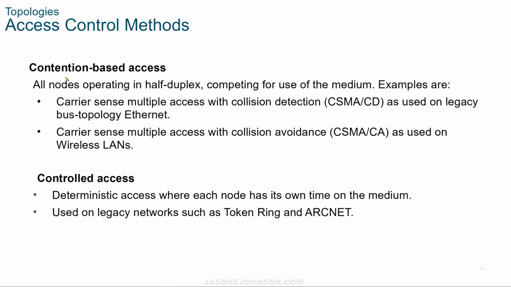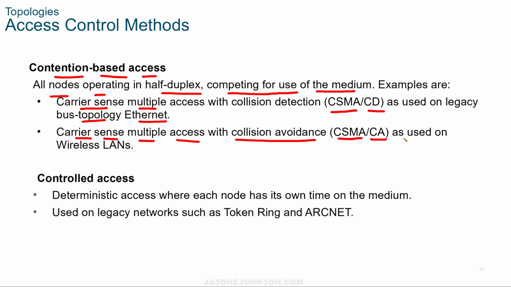When we're talking about contention-based access, all nodes operating in half duplex are competing for use of the medium. Some examples are carrier sense multiple access with collision detection, CSMA/CD, that's used on legacy bus topology Ethernet. And then we have carrier sense multiple access with collision avoidance, CSMA/CA, and that's used on wireless LANs. You are going to need to know these two terms. Those are going to be on exams.